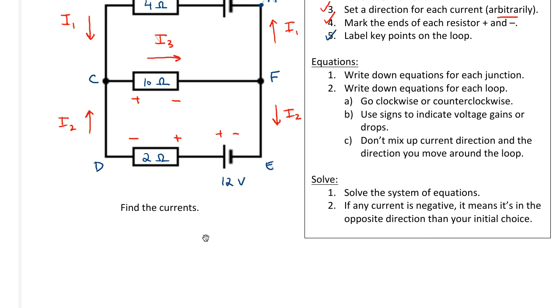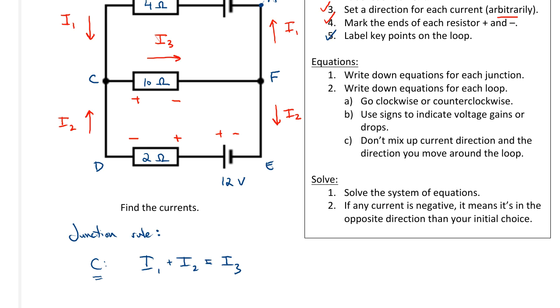So at junction C, and this is the junction rule, at junction C, I have I1 plus I2 equal to I3. I1 and I2 are coming into junction C, I3 is leaving. If I look at F, I have the same thing. I have I3 is equal to I1 and I2 that are leaving. So this would also apply at junction F. Those are the only junctions I have, so I'm done with the junction rule.